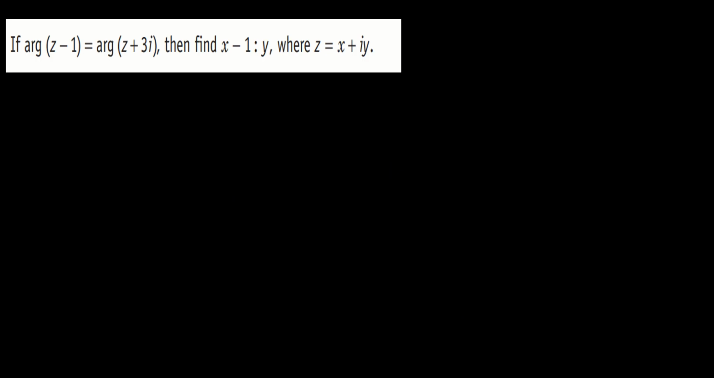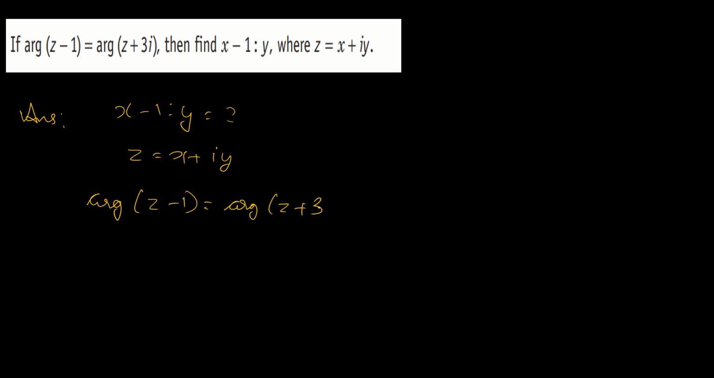Okay, interesting question. It's actually quite tricky, but it's very easy. Okay, what is the given data? If argument of z minus 1 is equal to argument of z plus 3i, then we have to find x minus 1 is to y. So we have in the question that z is equal to x plus iy. Even when z is not given, we can take z is equal to x plus iy. Okay. So what is the given data as per the question? That is argument of z minus 1 equal to argument of z plus 3i.